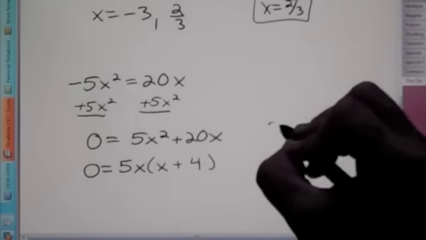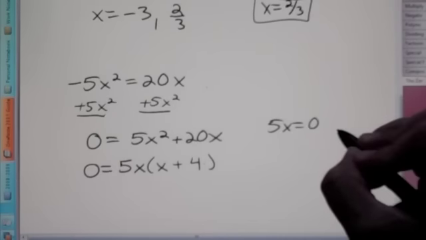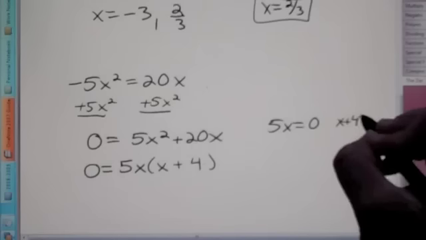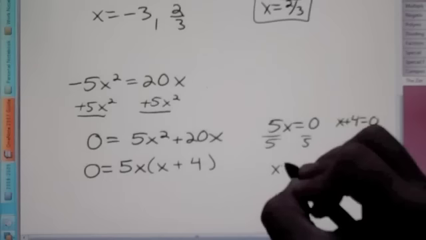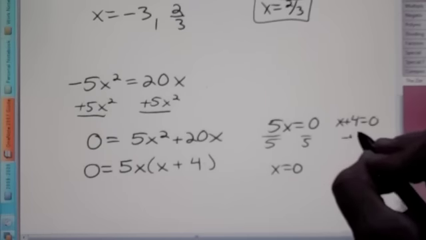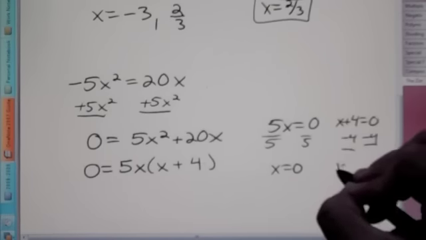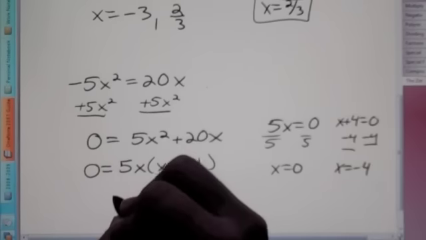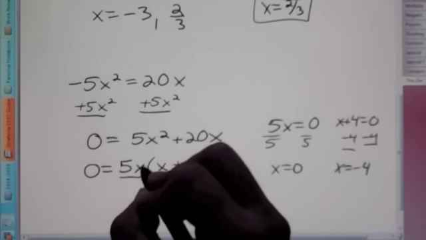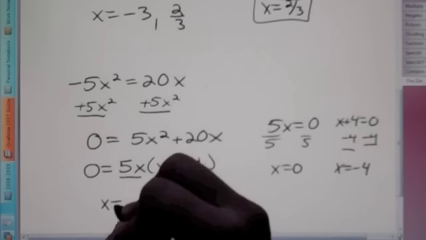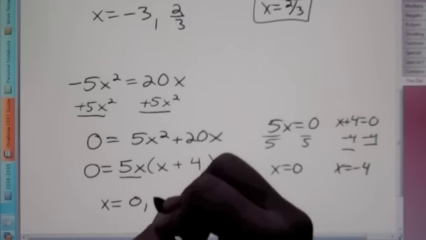So again, the long way: 5x equals 0, x plus 4 equals 0. Notice here, you get x equals 0, and here minus 4, x equals negative 4. Or a shortcut says if you ever have x out in front where there's no plus or minus, but it's just being multiplied, then your answer there is 0. Here, just change the symbol.